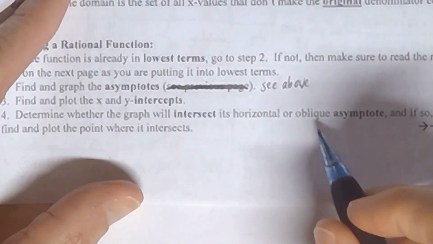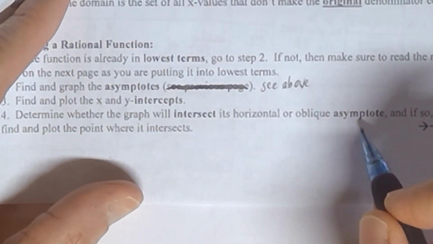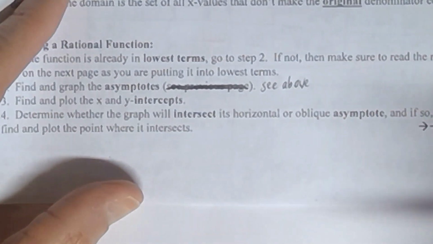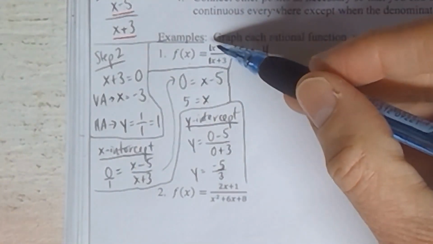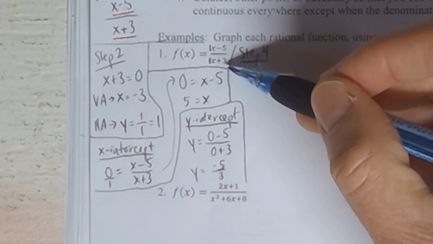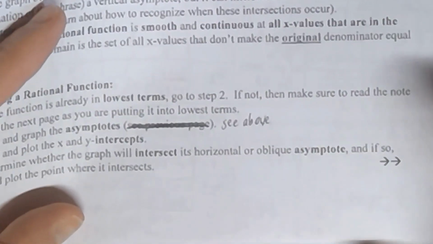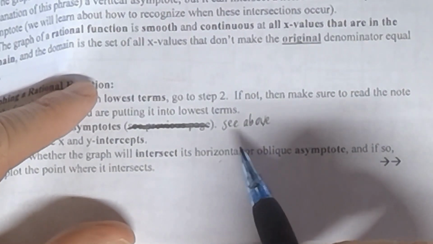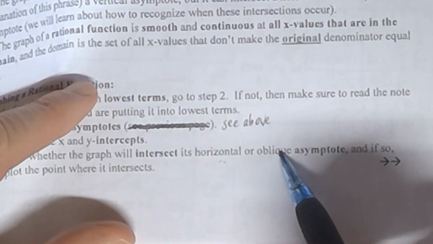The only time you're going to have an oblique asymptote, and we'll see this later when we get to those problems, is when the degree of the top polynomial is bigger than the degree on the bottom. But that didn't happen here. So I just wanted to clear that up in case you were wondering about why I didn't talk about oblique. It's because we had a horizontal, and if you have a horizontal, you're not going to have an oblique.